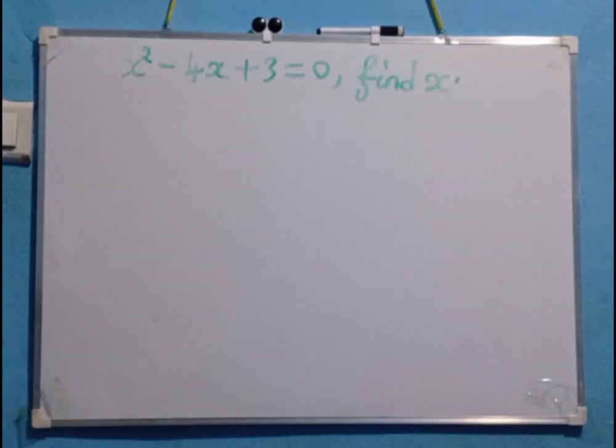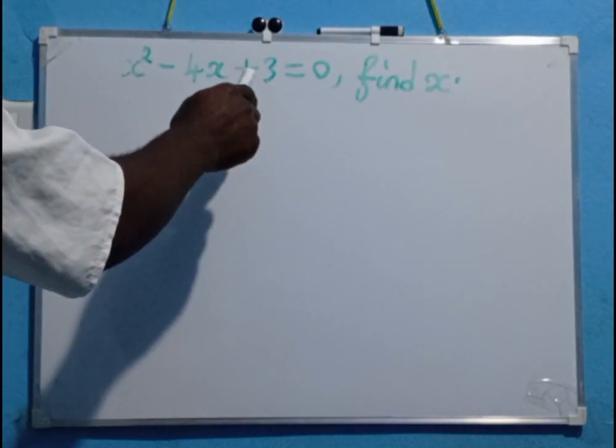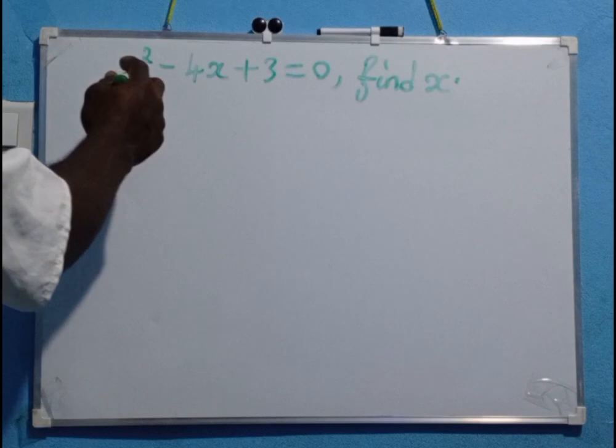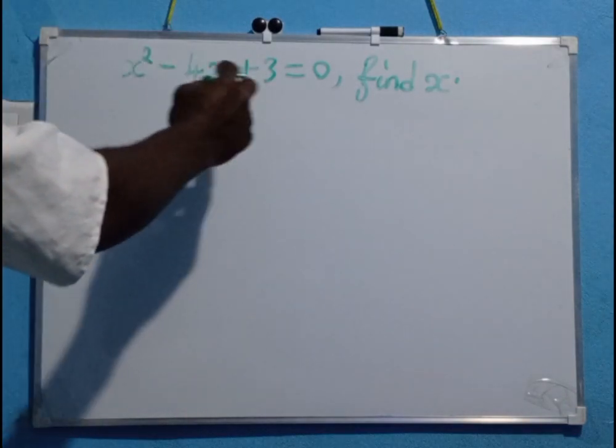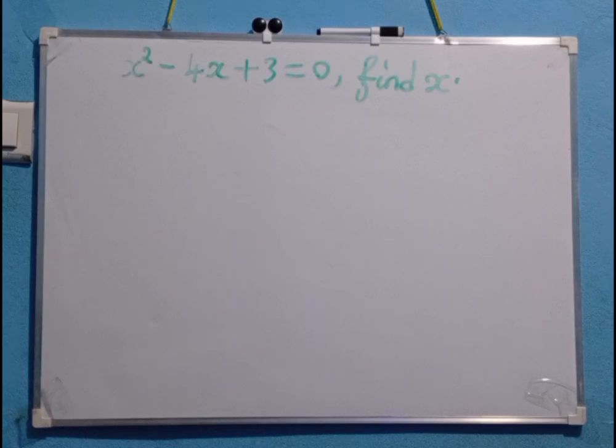We are to solve the quadratic equation x squared minus 4x plus 3 equal to 0. We are to find the value of x such that if we replace x with that value, and we simplify the left hand side, it is going to give us 0.